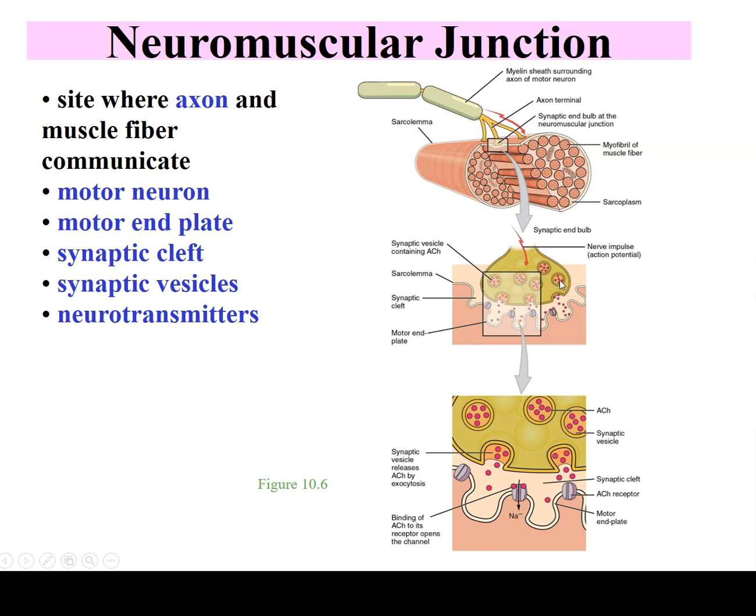In motor neurons, axon terminals, you're going to see synaptic vesicles. And within those synaptic vesicles are going to be neurotransmitters. For muscle contraction, the main neurotransmitter is acetylcholine. And in this part of the picture you'll see ACH there. That is the abbreviation for acetylcholine.